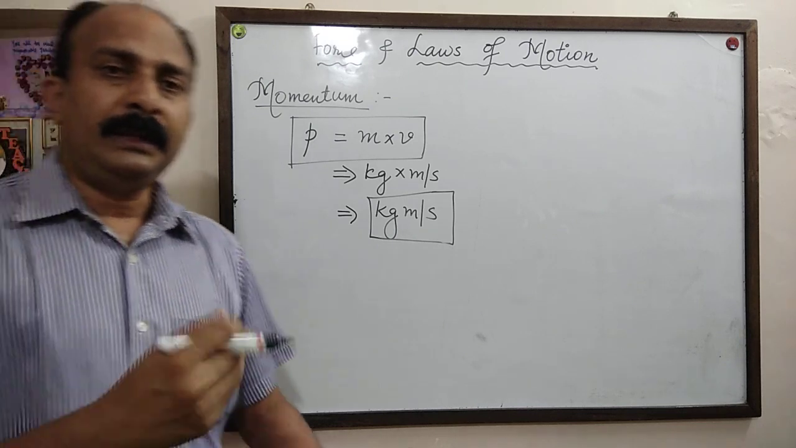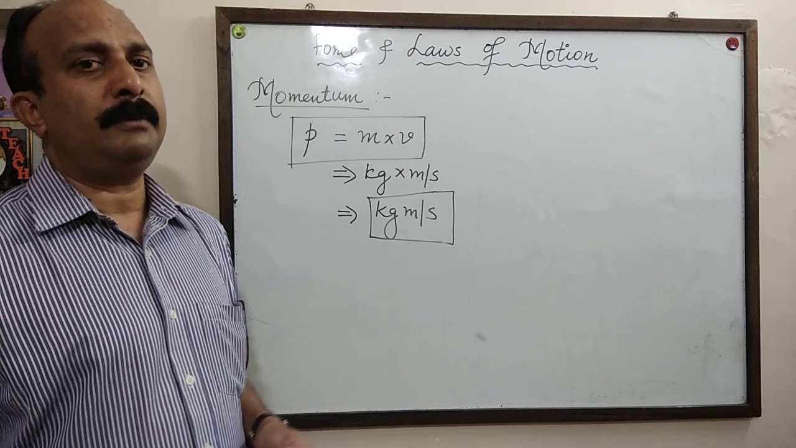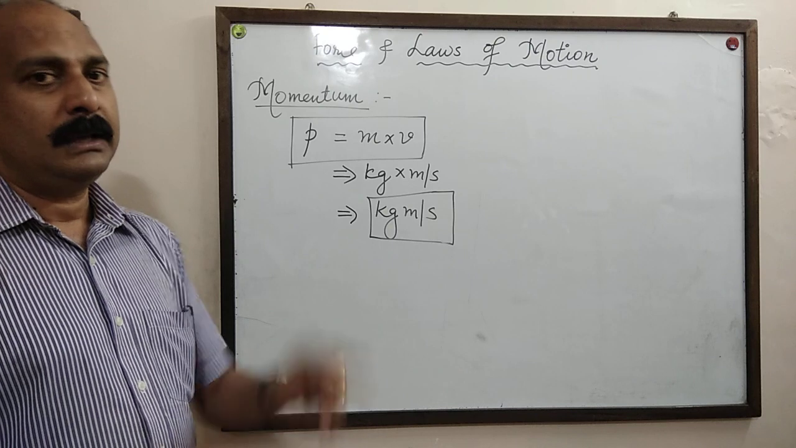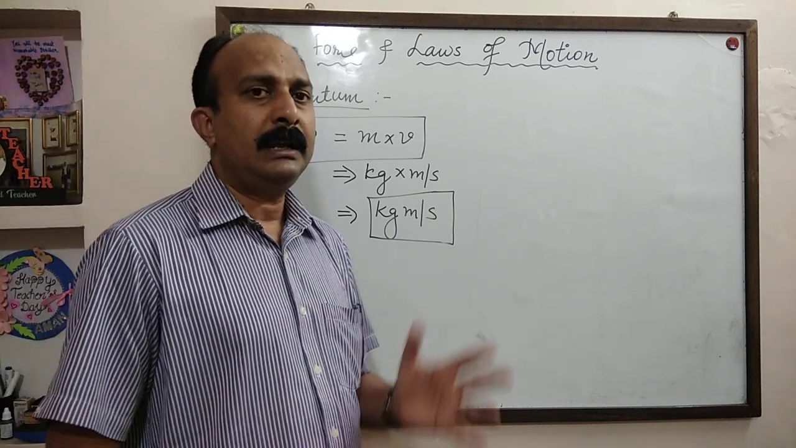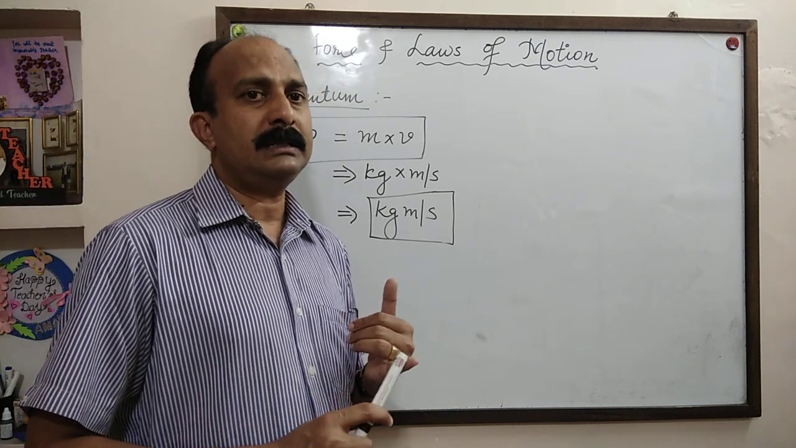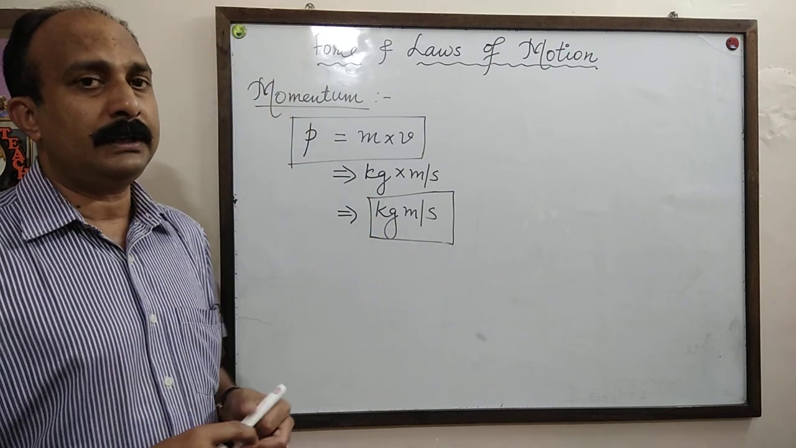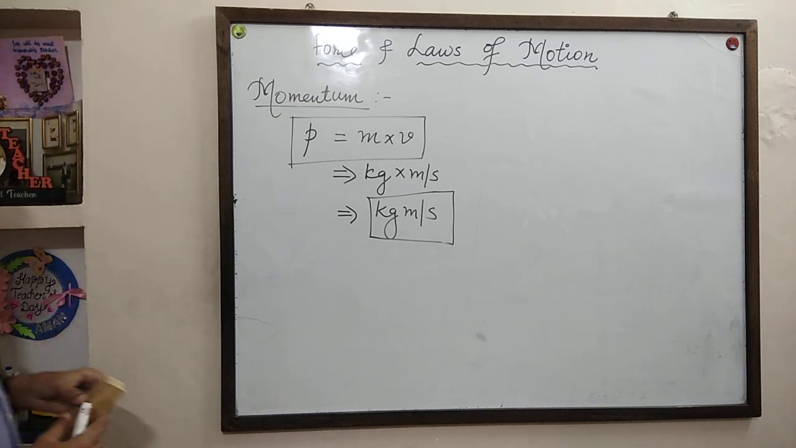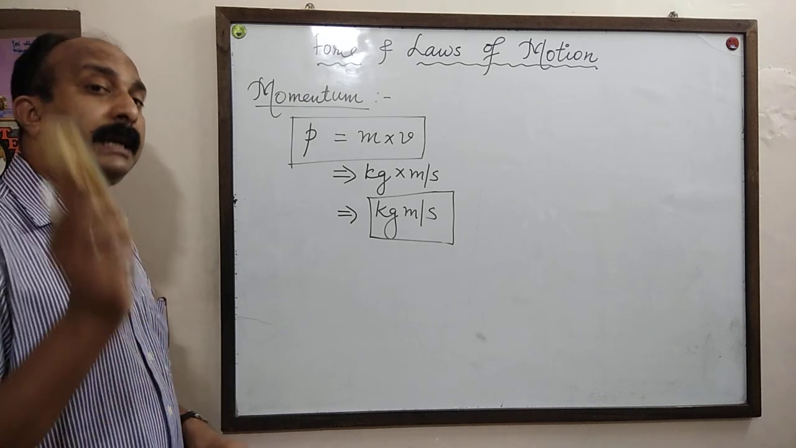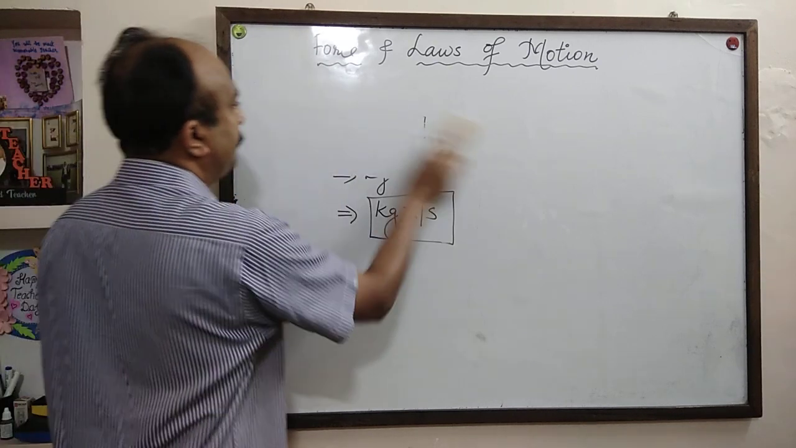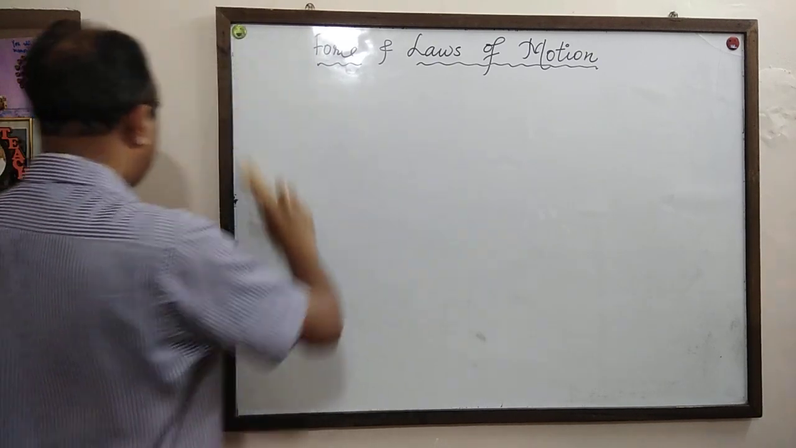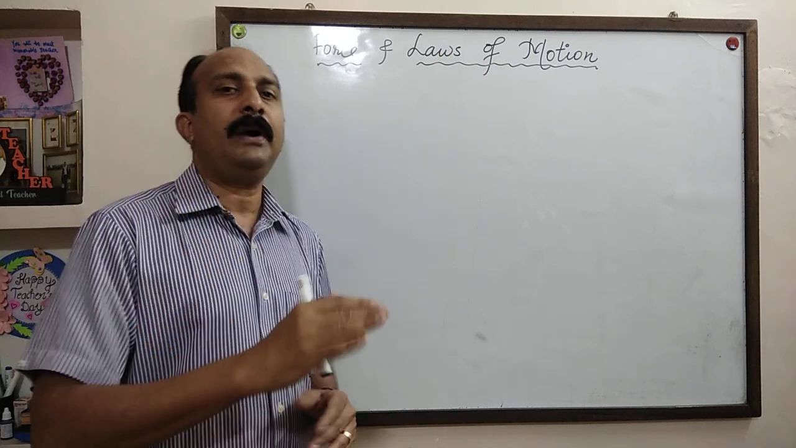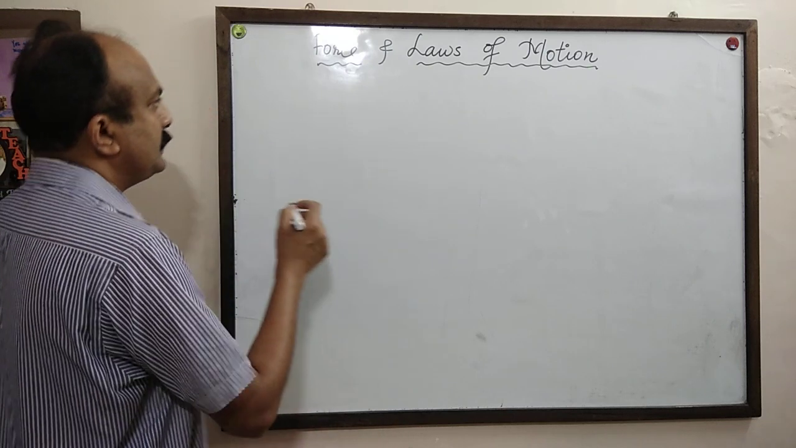Is it clear? So the impact of a moving body is called its momentum. It depends upon two things, its mass and velocity. I have given you two examples to illustrate the effect of mass and the effect of velocity. Okay. Now I am moving to our next topic, that is Newton's second law of motion. Actually, this topic momentum is taught for defining Newton's second law of motion.